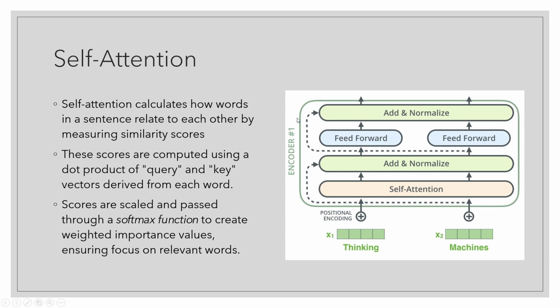So over here we have the encoder one. Basically, we first have the positional encoding, then we pipe it to the self attention, then to the add and normalize, then to the feed forward, and then to add and normalize. It can also take the route to add and normalize and then give the feed forward.